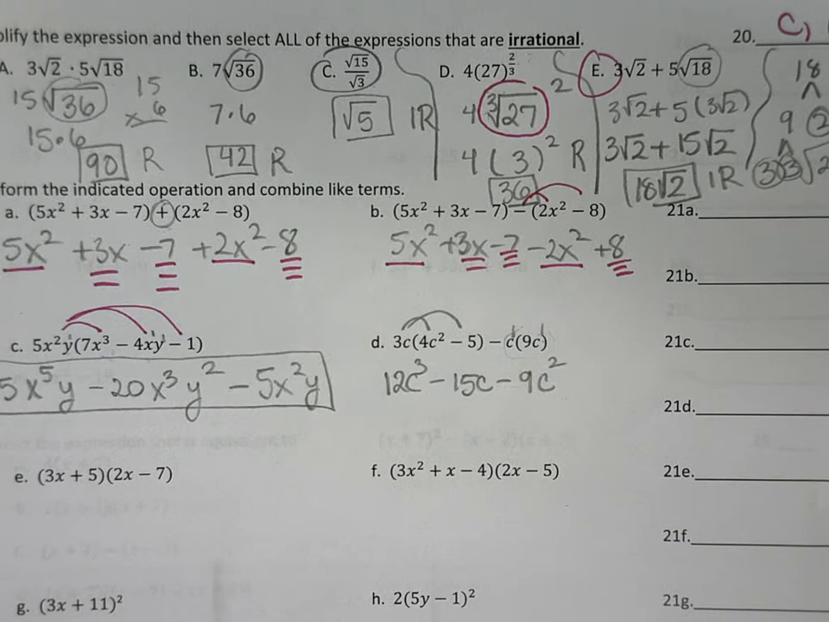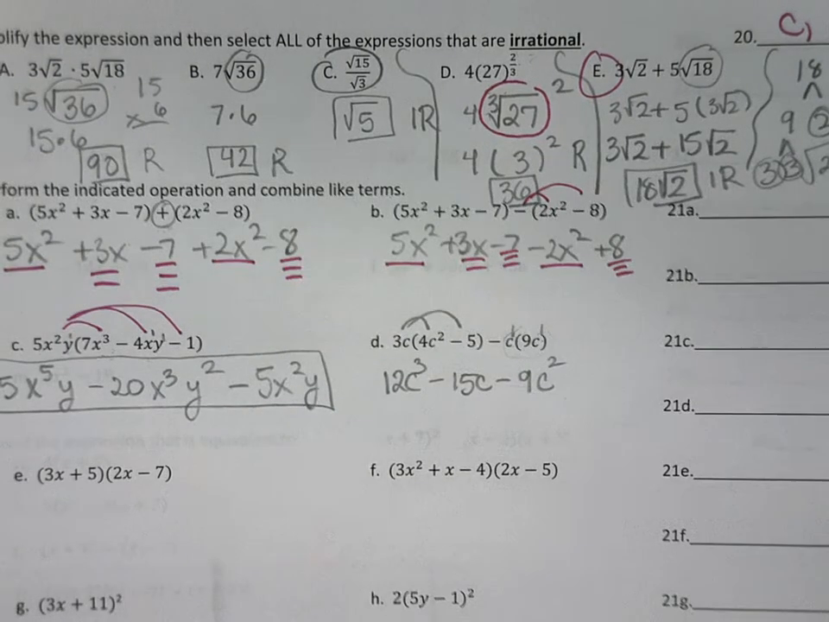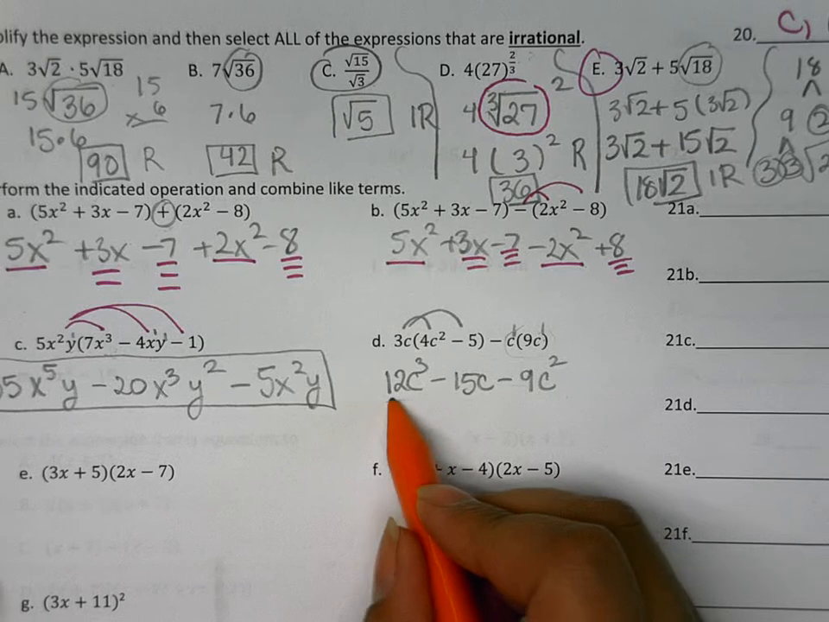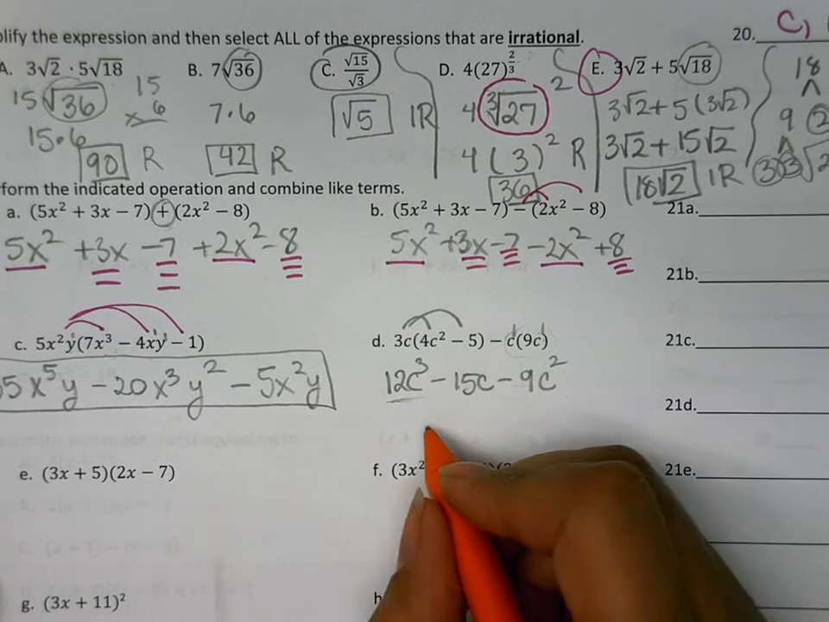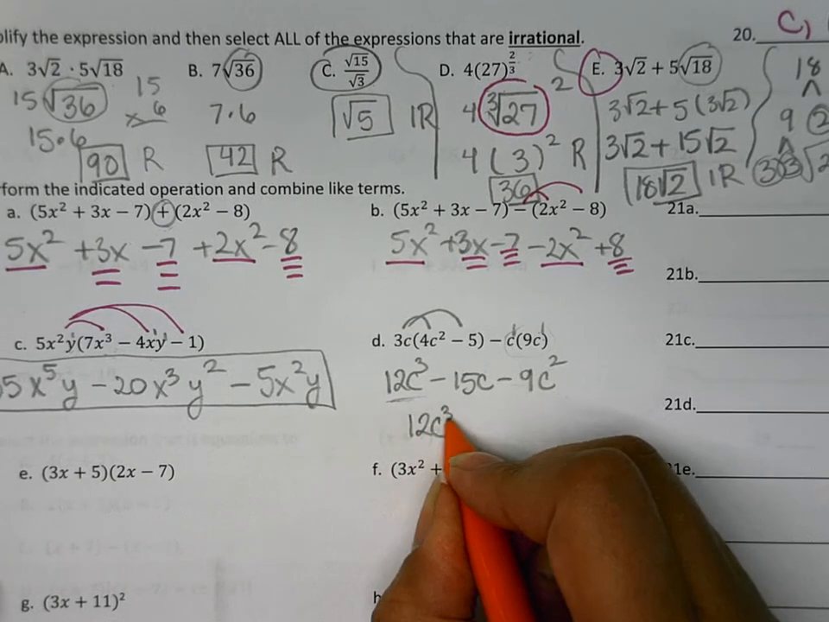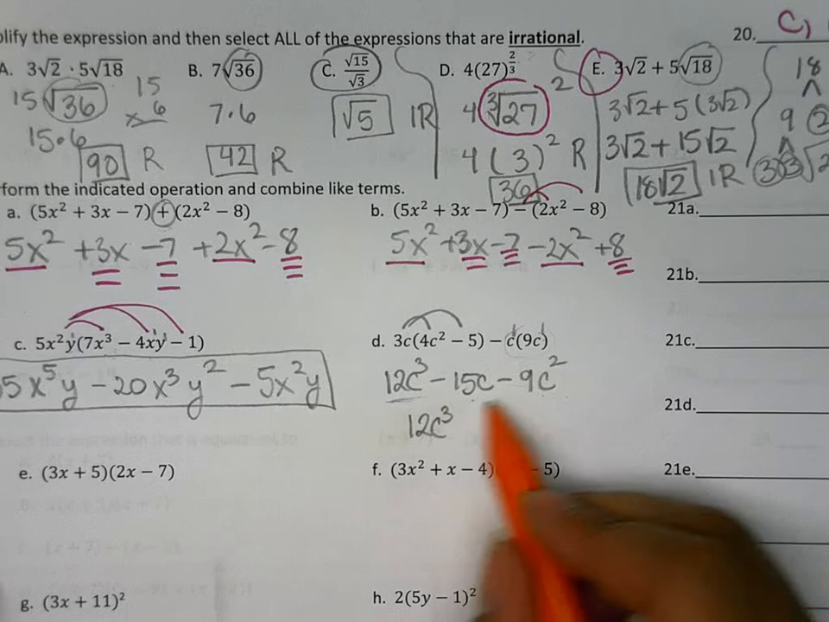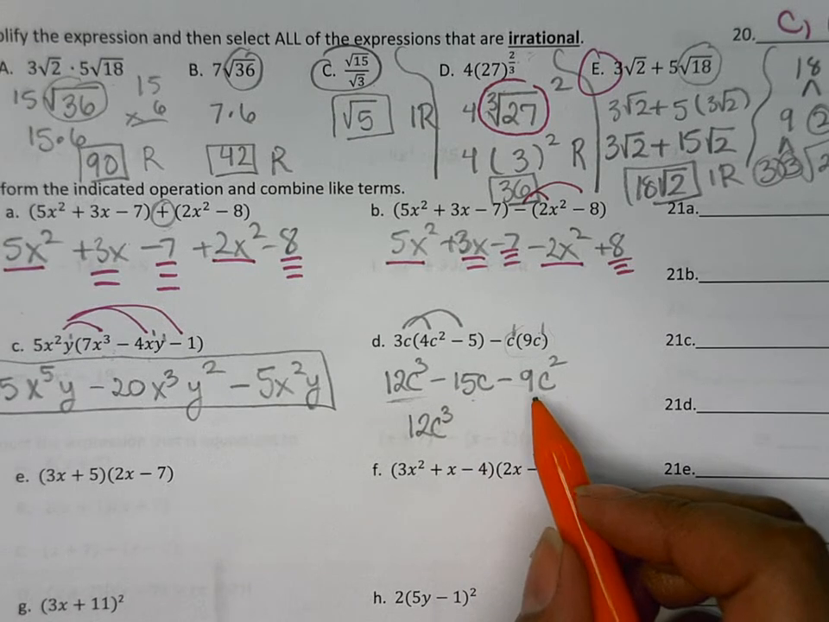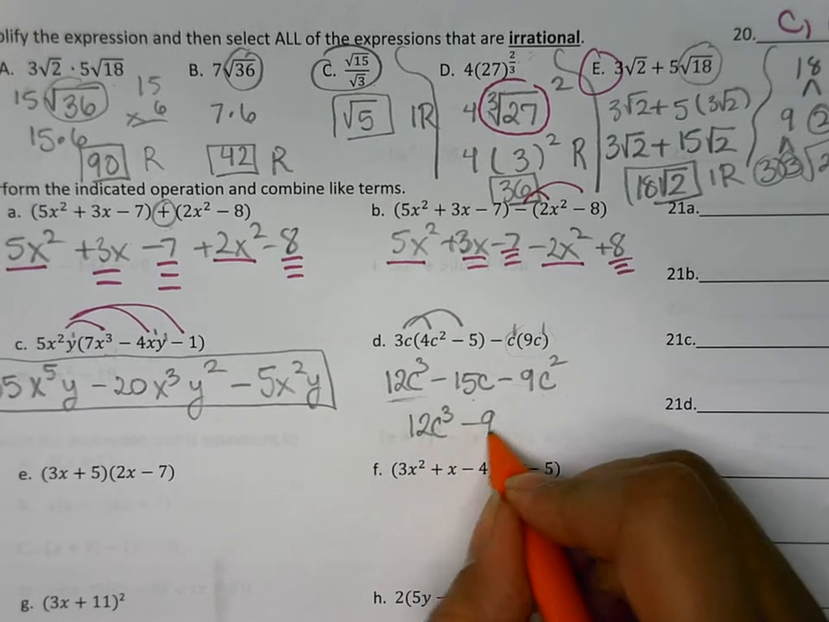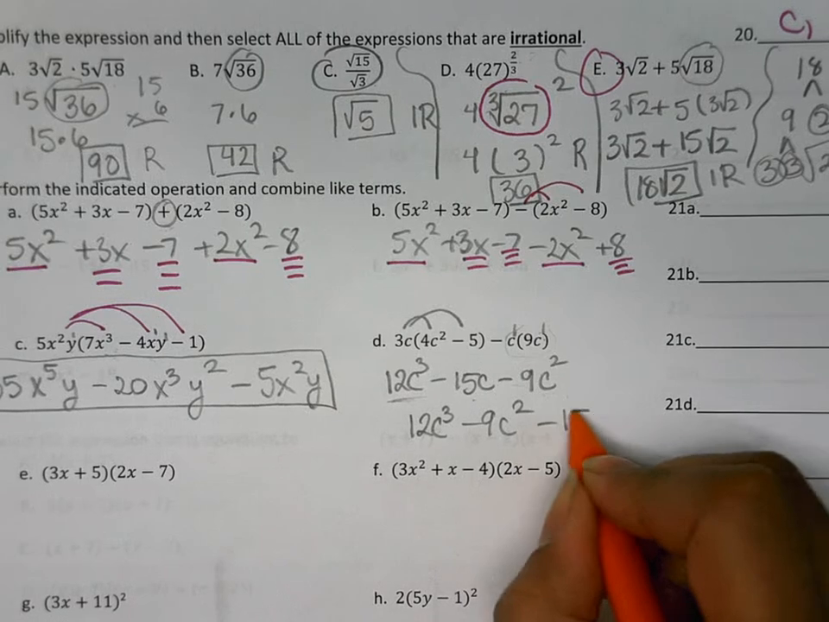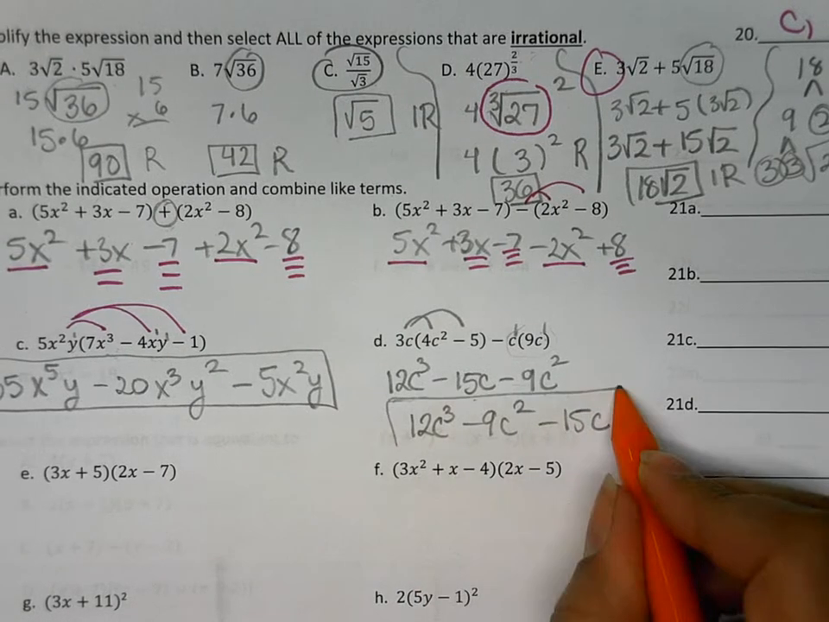Yes? Don't you have to put them in a certain order of the powers? Yes, and we'll do that when we combine like terms, so that you go in descending order. So the largest exponent comes first. Does this one have a like term? So 12c cubed. These are not like terms, but which one goes next in order, like Aaron said? Minus 9c squared minus 15c.